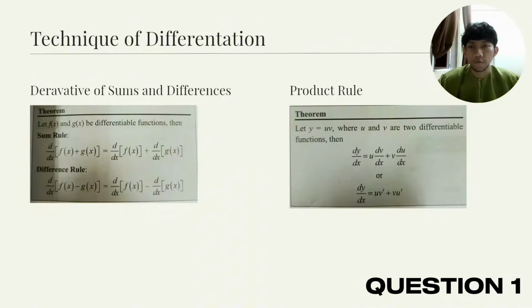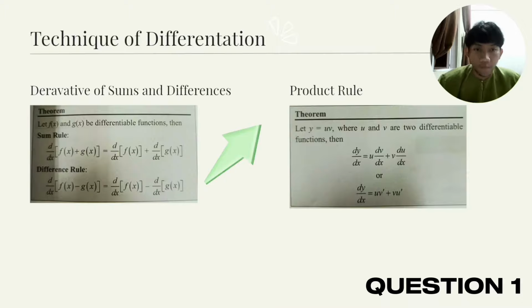We got 4. So for the first one, we got derivative of sums and difference. For the derivative of sums and difference, we got sum rule and difference rule. For the sum rule, we got d/dx of f(x) plus g(x), so we need to separate into 2. So it will be d/dx f(x) plus d/dx g(x). And for the difference rule, just the same as the sum rule, but it's a minus.